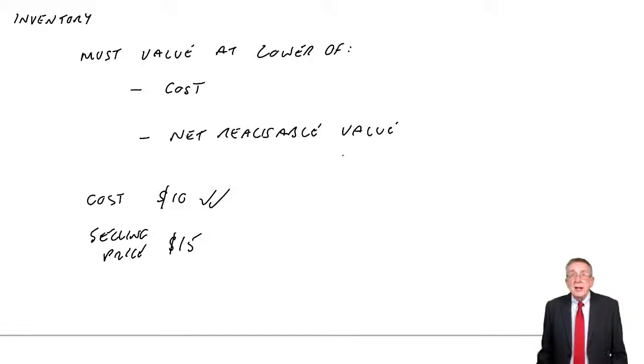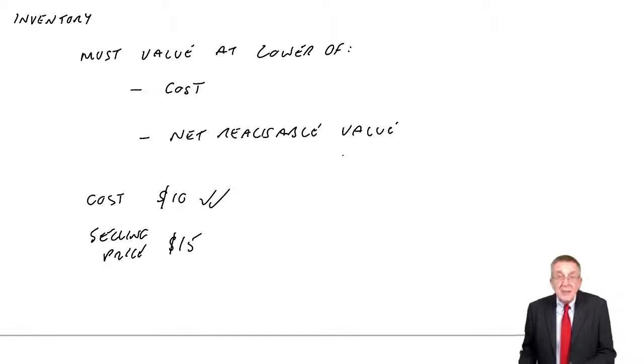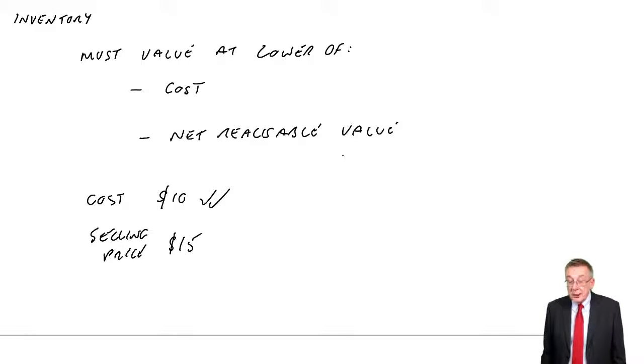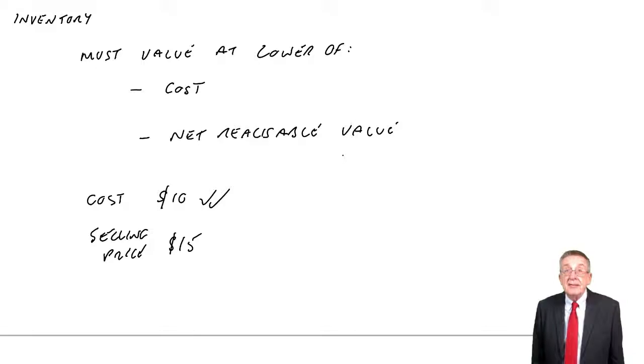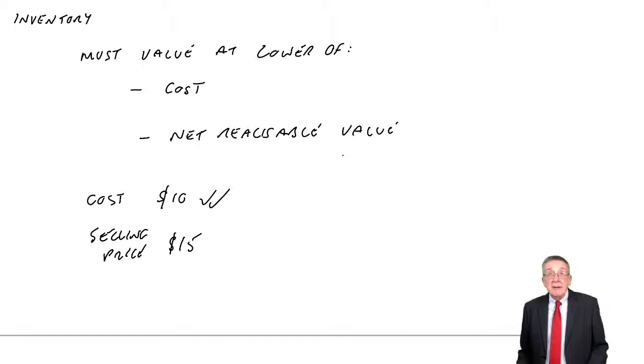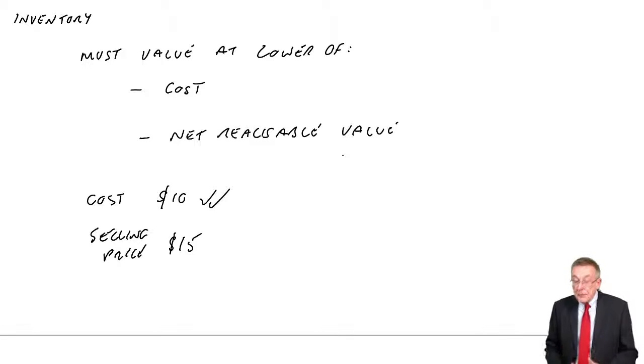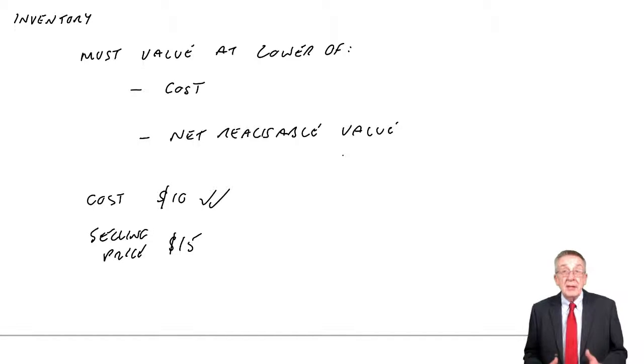Because otherwise you'd be taking profit when they haven't actually been sold. I think I'm going to sell them for 15, but we may end up selling them for a different price. I only record the profit when they are actually sold. Anything in inventory must be valued at the lower, so normally they must be valued at cost.